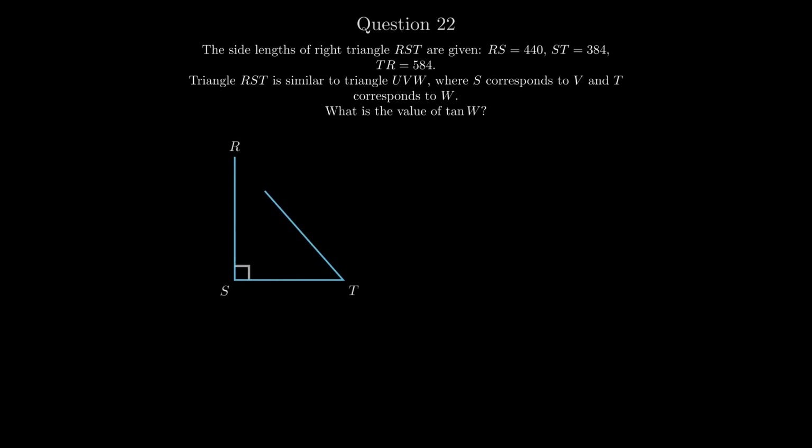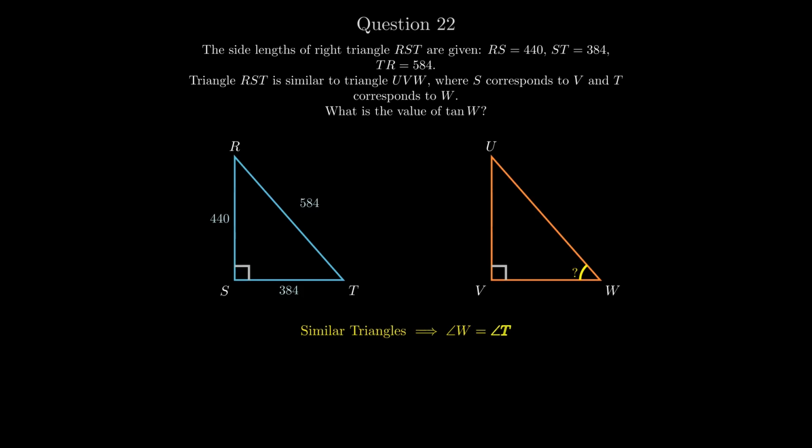Because the two triangles are similar, their corresponding angles are perfectly equal. This means that angle W is equal to angle T, so tan W is identical to tan T. Looking at our first right triangle, the tangent of angle T is defined as the length of the opposite side divided by the adjacent side. The side opposite to angle T is RS, and the side adjacent to it is ST. Therefore, tan T equals RS over ST.